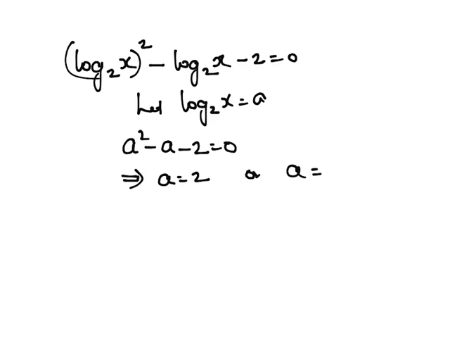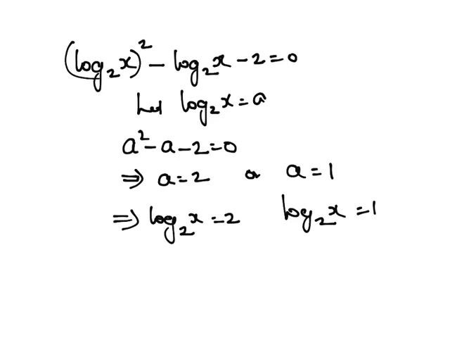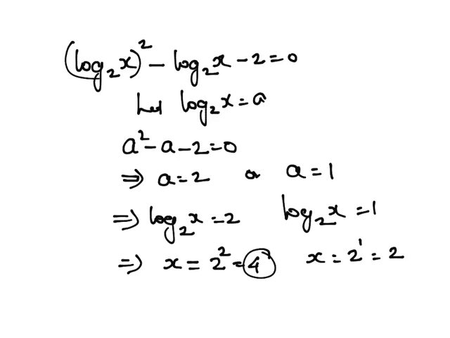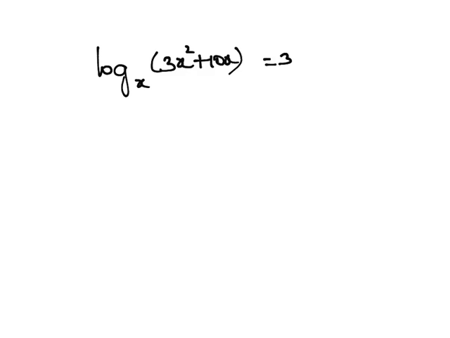Now replace a with log x to the base 2 equal to 2 or log x to the base 2 equal to 1. This implies x equal to, write in exponential form, 2 power 2, which is 4, or x equal to 2 power 1, which is 2. So 4 and 2 are the solutions of this particular problem, right? Very simple problem. Okay, let us solve this problem.